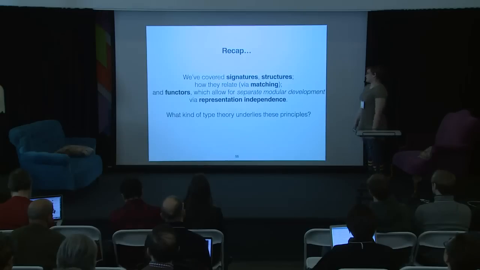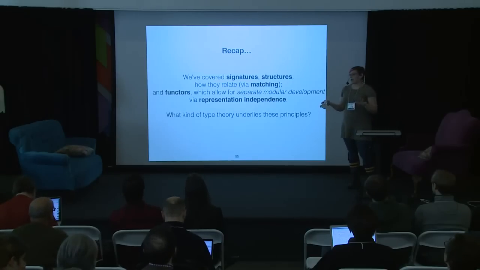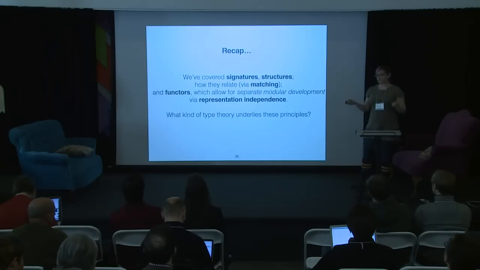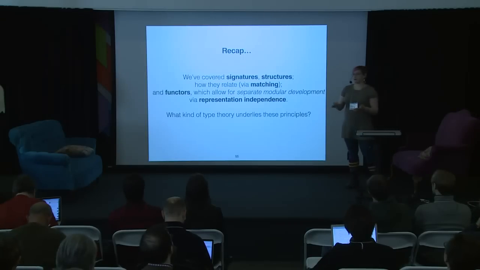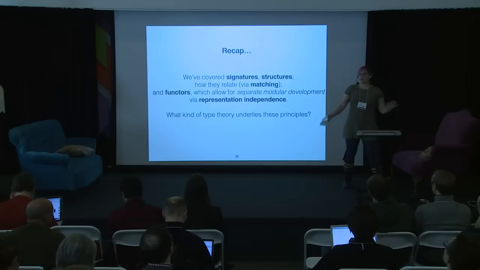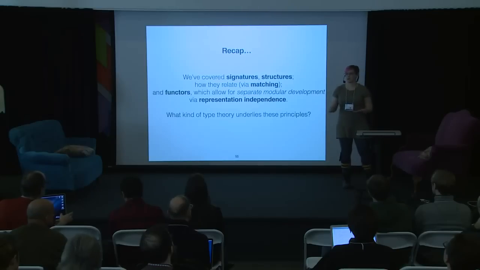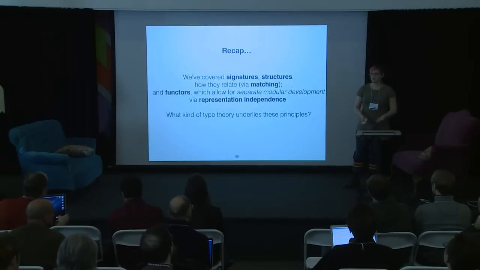Okay, so far we've covered how signatures and structures and functors work in Standard ML, and talked about how signatures and structures relate through matching, and how one of the things that functors support is this idea of working on two things separately and then putting them together later. So separate modular development is the buzzword for that, and how representation independence is a key idea for doing that. So I'm going to move on and talk about a little bit of the type theory underlying this, but I just want to pause here and see if there are any questions about what I've talked about so far.